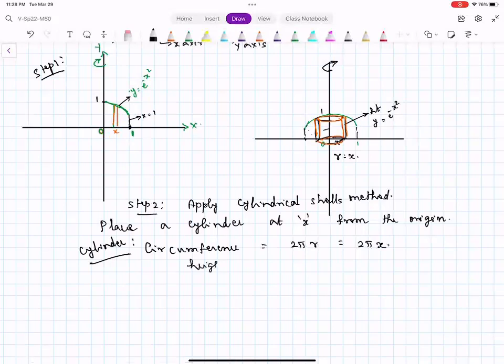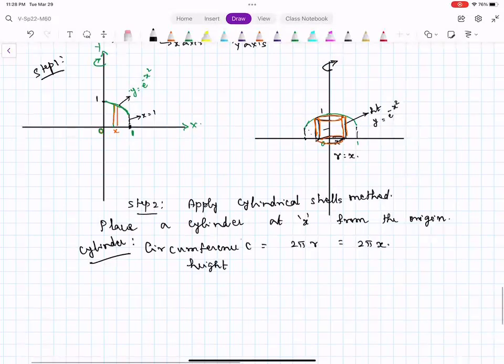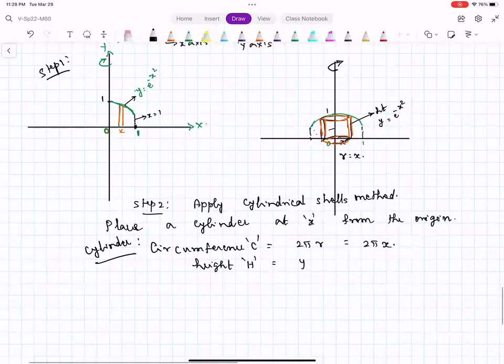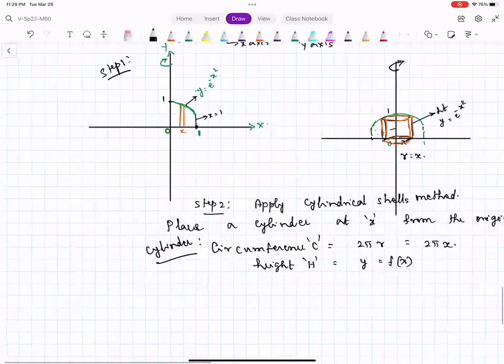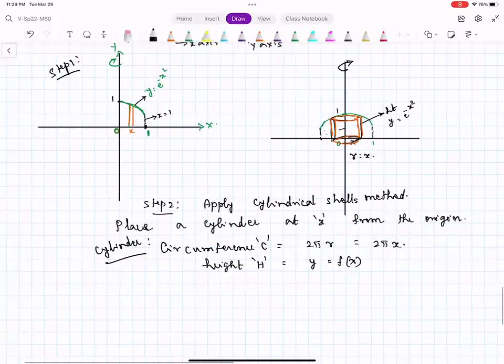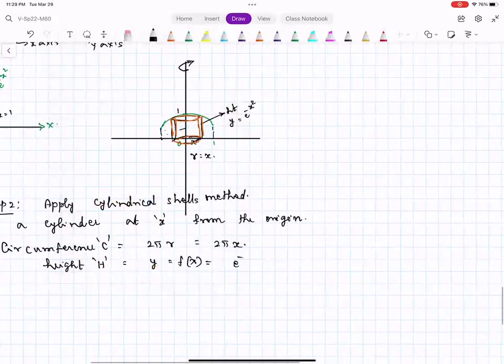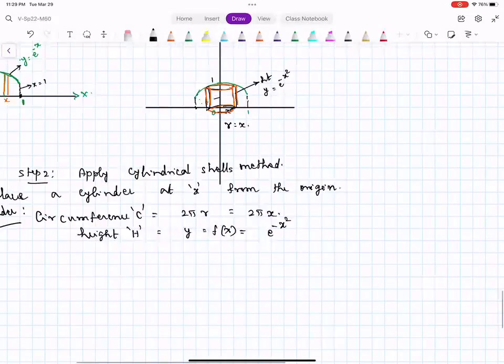The height of the cylinder h is equal to f of x, which is the equation given in the problem, which is e to the negative x square. Then the thickness T: as the cylinder is placed perpendicular to the x-axis, the thickness would be delta x.